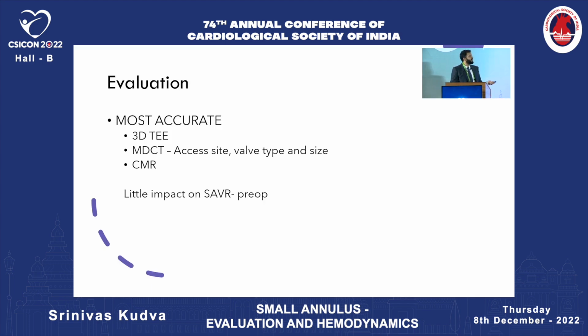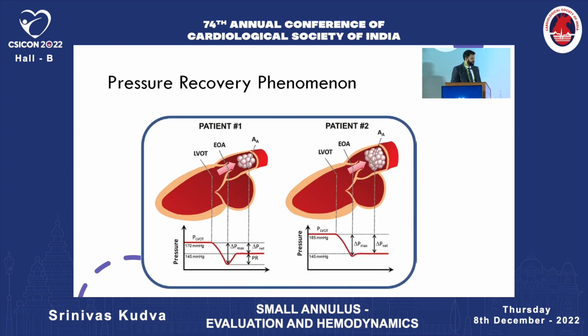So how do we evaluate them? A 3D TEE is something which is non-invasive and easily done. An MD-CT or a multi-detector CT slice or a cardiac MRI. Well, all of this have little impact if there is a surgical procedure because most of the aortic annulus are measured with dilators there. So we have something which is the pressure recovery phenomenon, which is very, very important when it comes to small aortic annulus.